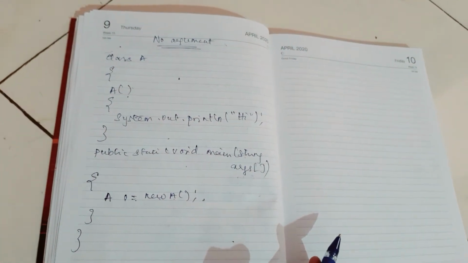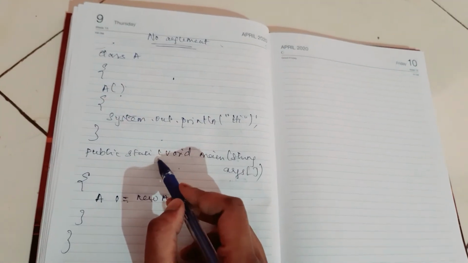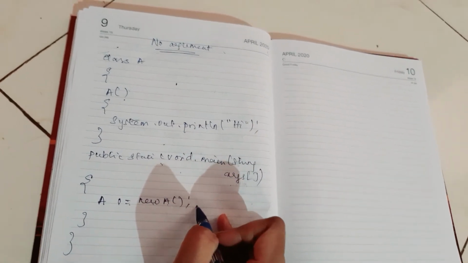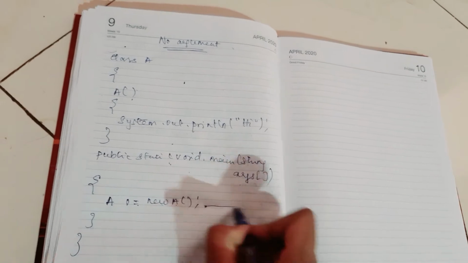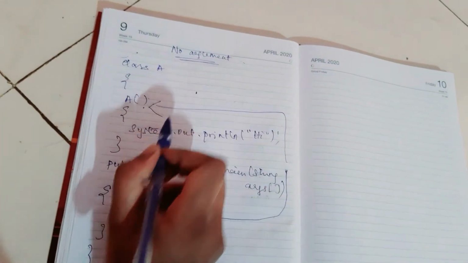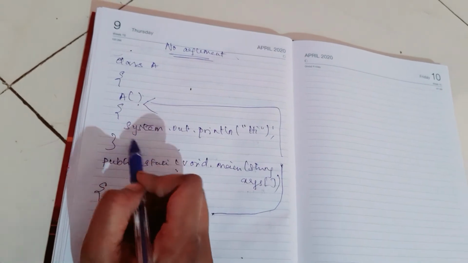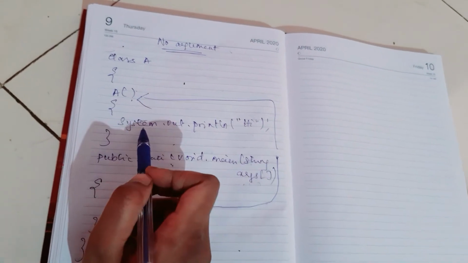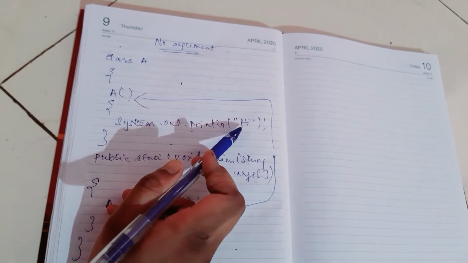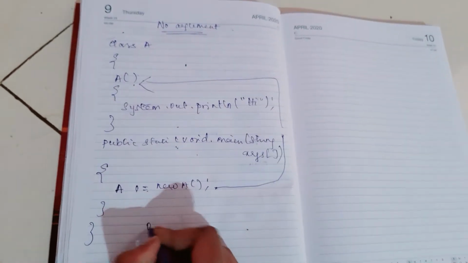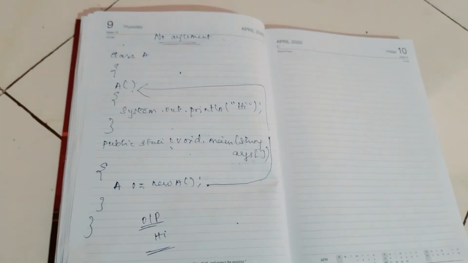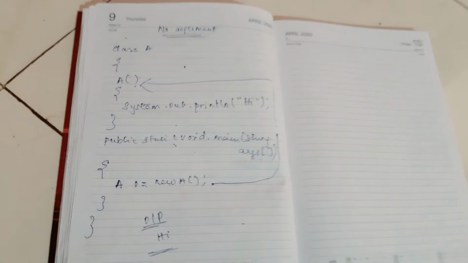My program execution starts from my main. Inside my main I have my object. Once the object is created, it will automatically take you to the constructor, and it will execute whatever is inside the constructor. Inside this constructor I have my print statement that is used to print hi. So my output would be hi. That is all about the no argument constructor.